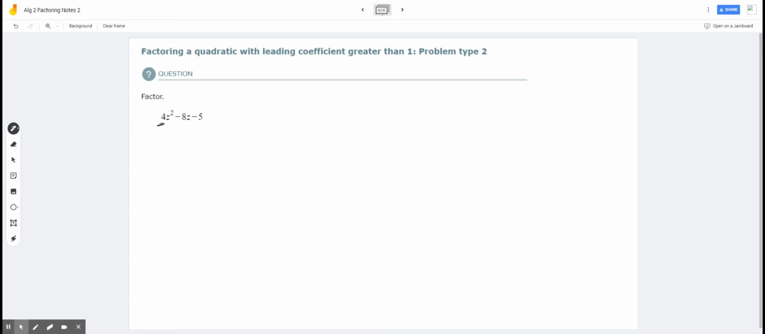I still think the AC method might be easiest, but here's what you'd have to check. Okay, here's guess and check. I might try 4z times z and 5 and 1. I know the signs are different, so I could put a plus and a minus and then just start guessing. Check it out. 4z squared minus 20z plus 1. You see that's not going to work. So that combo didn't work.